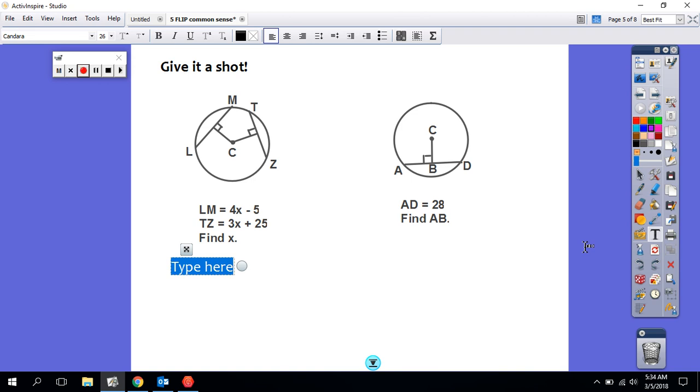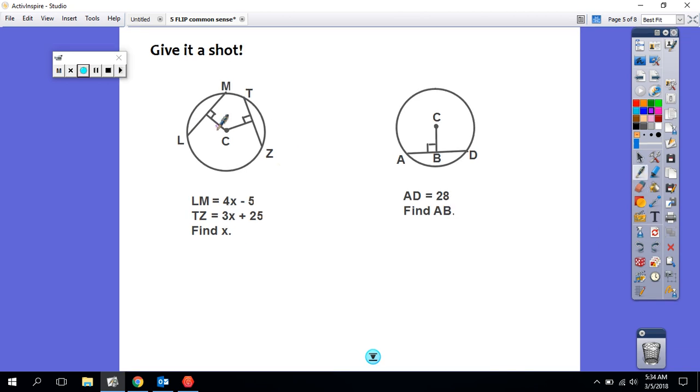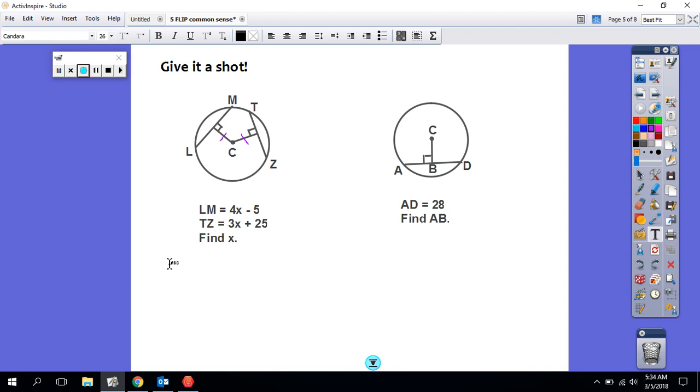All right, hopefully you gave these a shot. Notice that you've got chords that are marked perpendicular from the center. They should have been marked not only perpendicular, but the distance here should have been marked as congruent. So if they're the same distance from the center, we can say that those are equal. So you should have set up your equation as 4x minus 5 equals 3x plus 25. And then when you solve that for x, you should have gotten 30.